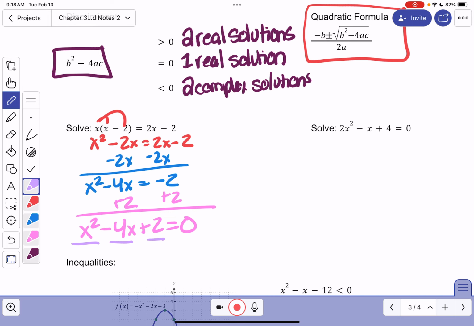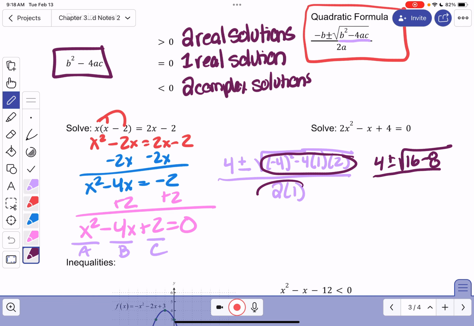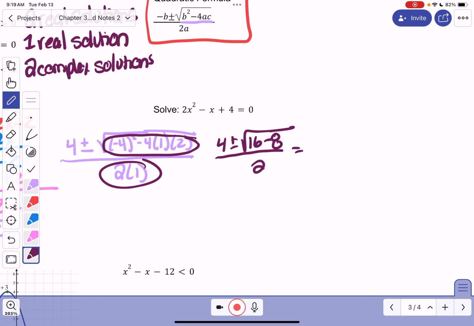So negative b, the opposite of b would be 4, plus or minus, big square root. Then I do b squared minus 4ac, and again, I'm just plugging in these for a, b, and c. And that's all divided by 2a. So if I were to do this right here, I would get 16 minus 8. And if I do this, I get 2. 16 minus 8 is 8.